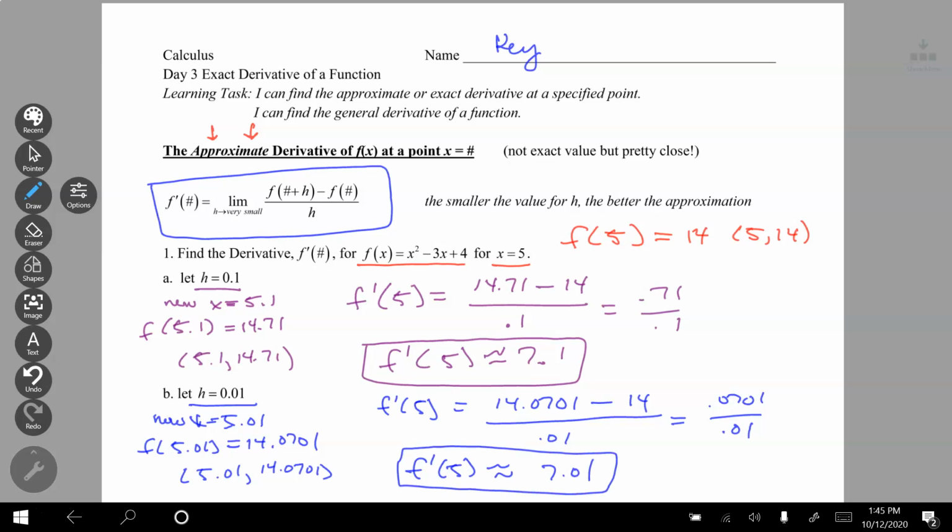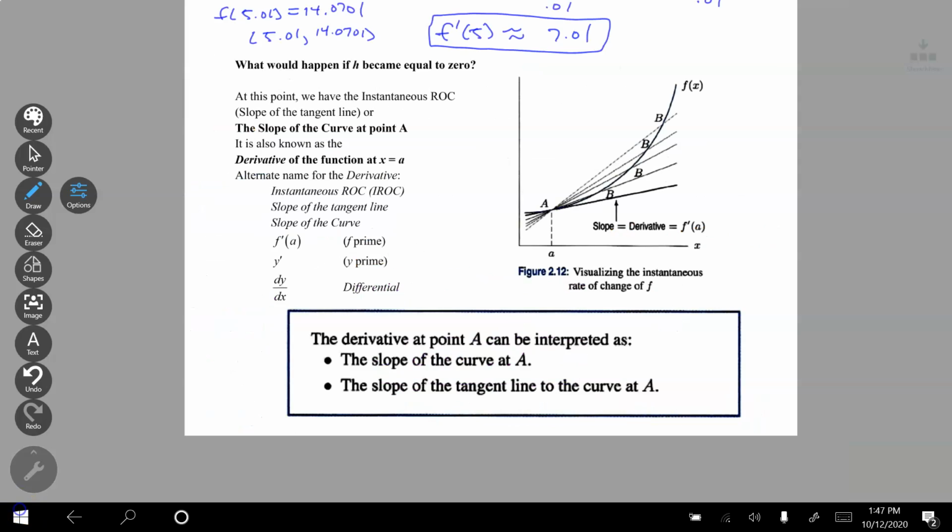And it's using a very small value of h to determine a derivative at a specific point. So what we're really trying to see is make h smaller and smaller, or what happens when h becomes 0. So point B gets closer and closer to the original point A until they're on top of each other. And then we have the derivative at point A is the slope of the curve, or the slope of the tangent line. We're going to work on that today, slope of the tangent line at that point A.